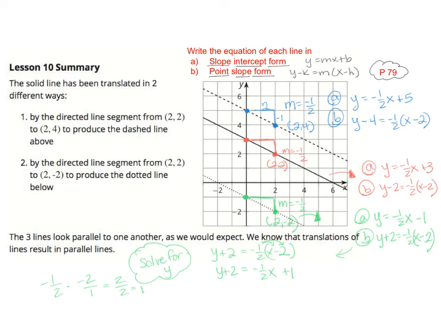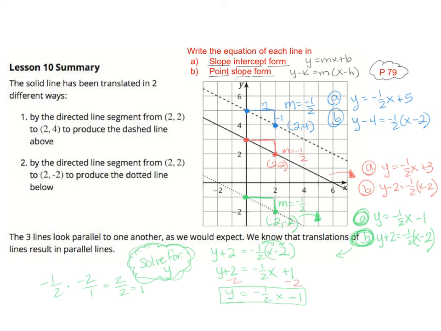Now, we're not finished yet because we haven't done what we set out to do. We haven't solved for y. So in order to solve for y, I would need to subtract 2 from both sides. And when I do that, I get y equals negative 1/2 x minus 1. Notice that this is the exact same equation that I have in A. So whether you write it in slope-intercept form or in point-slope form, this is the same line, the same equation. And all three of these lines were parallel and they all had the same slope of negative 1/2.